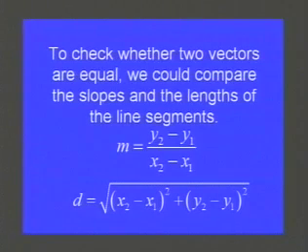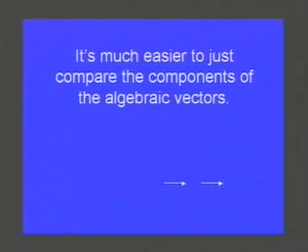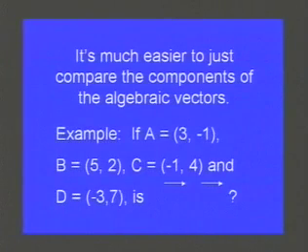Okay, so we could go to this kind of trouble to check whether two vectors are equal, or there's a much, much simpler way. And the simpler way is just to compare the components of the algebraic vectors. All I need to do is really check to see if the x component's the same as the x component of the other one, the y component's the same as the y component of the other. So let's take a look at this example.